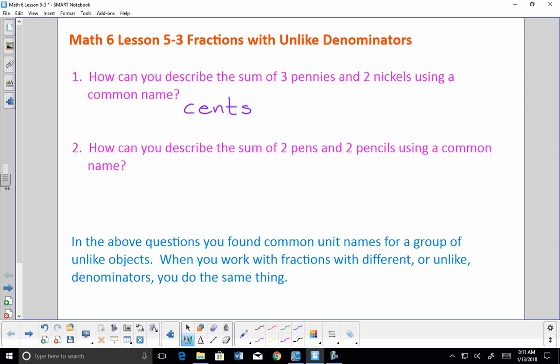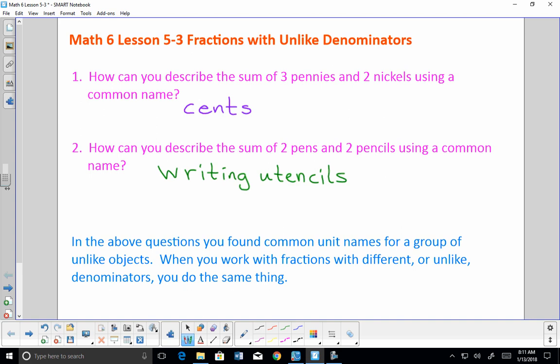How can you describe the sum of 2 pens and 2 pencils using a common name? If I wanted to sound really sophisticated, I could call them writing implements. But that's kind of hard to understand with some people. So just call them writing utensils, okay? Or things you write with. So writing utensils or writing implements.